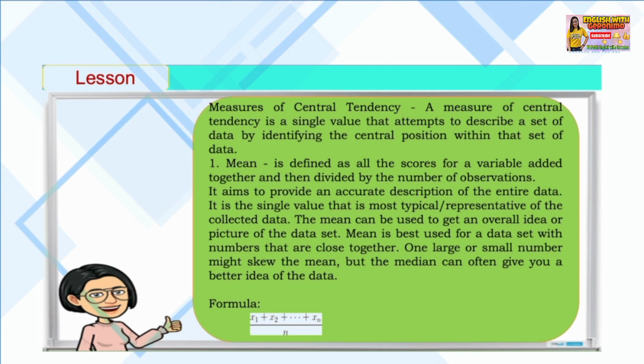the number of observations. It aims to provide an accurate description of the entire data. It is the single value that is most typical or representative of the collected data. The mean can be used to get an overall idea or picture of the data set. Mean is best used for a data set with numbers that are close together. One large or small number might skew the mean, but the median can often give you a better idea of the data.